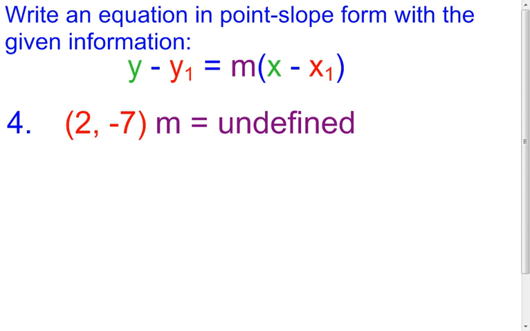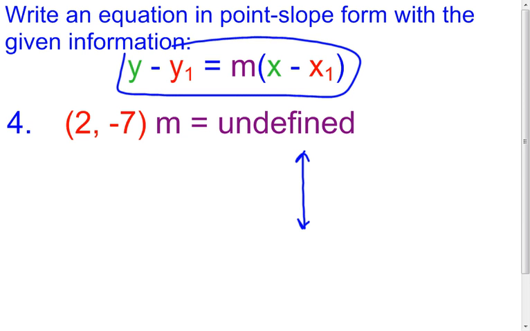Then, if I'm asking you to write this in point-slope form, I am telling you that your slope in this case is undefined. Remember, there's certain kinds of lines that have undefined slope. They happen to be vertical lines. Vertical lines have undefined slope. I can't really use this formula very well because there's not a number that I can plug in for m. There's not a number for undefined. I can't plug in 0 because 0 is not the same as undefined.